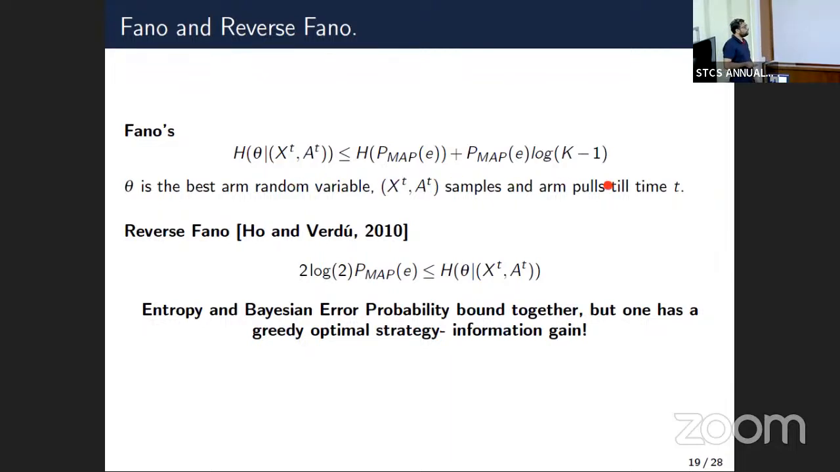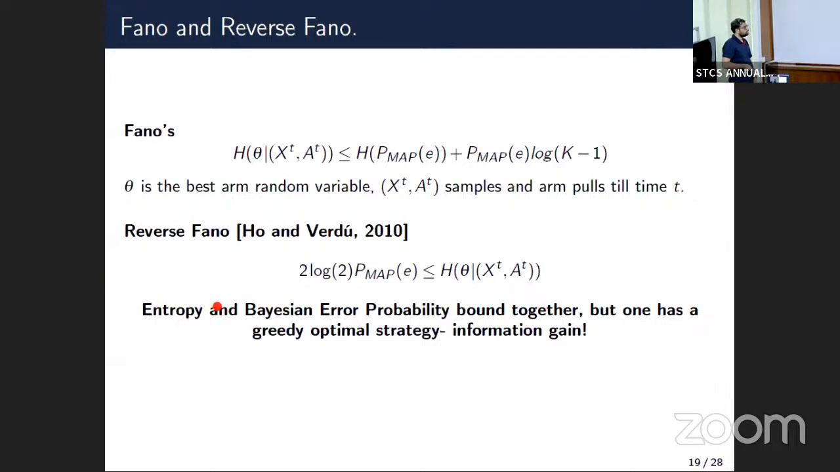So you have Fano's here. There is a nice reverse Fano for these kinds of MAP rules, which was derived by Ho and Verdú, which shows the opposite inequality. It makes sense because there's a close relationship between the uncertainty in the best arm random variable and the probability of making an error when you declare the best arm. So this shows that entropy and the Bayesian error probability are bound together.